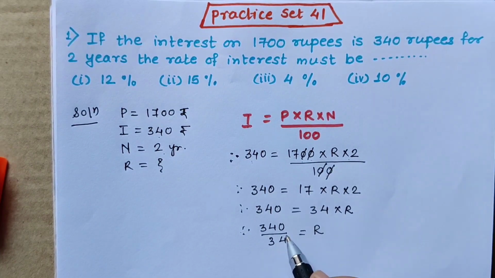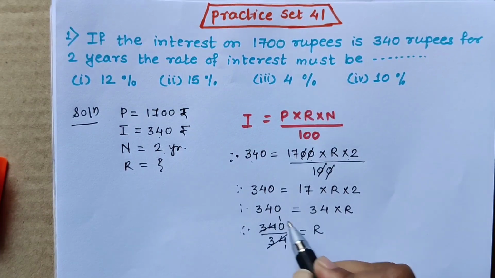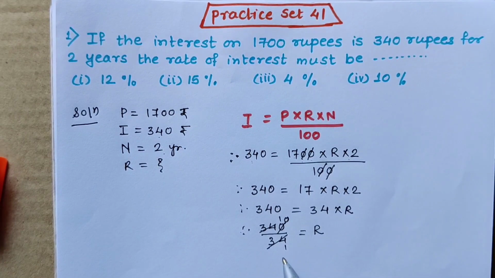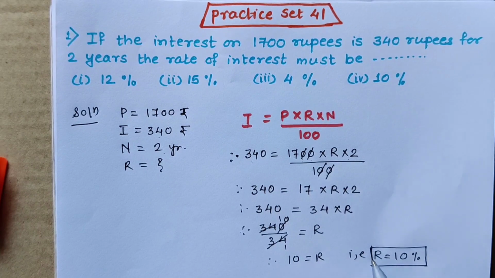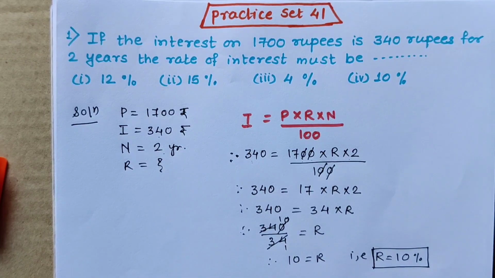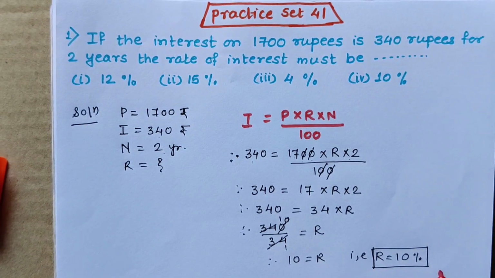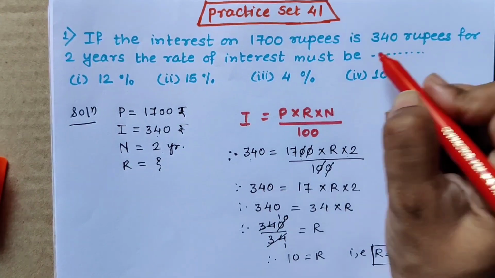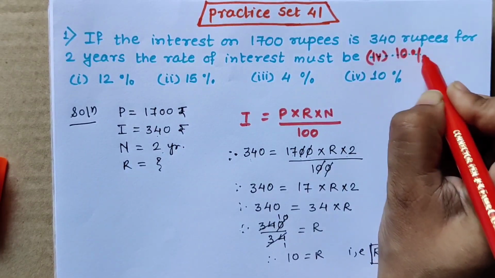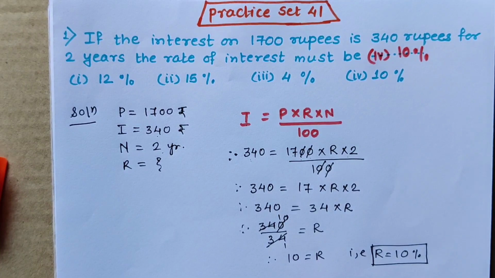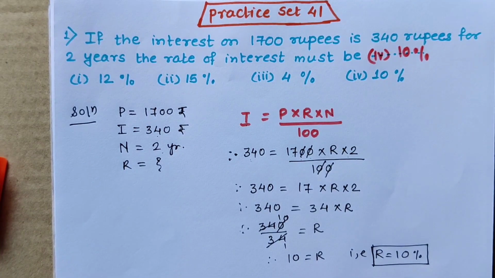I am going to write 34 ones are 34, 34 ones are 34, and 34 zeros are 0. So we are getting 10 is equal to R, that is R is equal to 10% or 10 p.c.p.a. So in this way we can get the answer by solving the sum, and those who are good in calculation, they can do it orally also. So our answer is option number 4, 10%. So in this way you can solve the sum also.